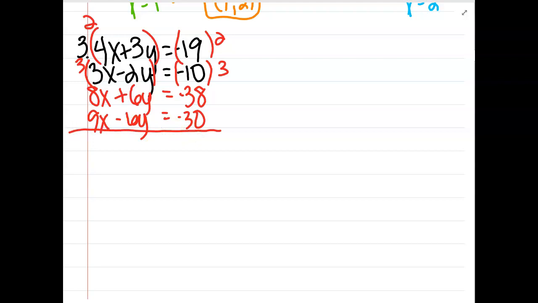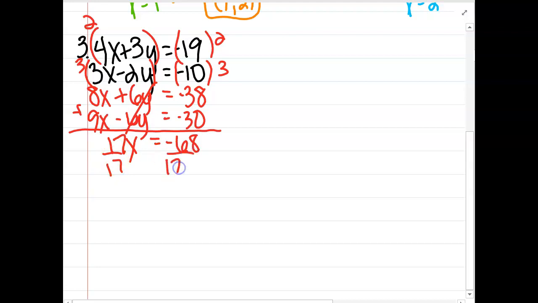Now that step takes a little bit more work because you have to multiply both equations. But after that, it's the same. 8x plus 9x gives me 17x. The y's cancel out just like we set it up to do. Negative 38 and a negative 30 gives me negative 68. Divide by 17, and that would give me negative 4.